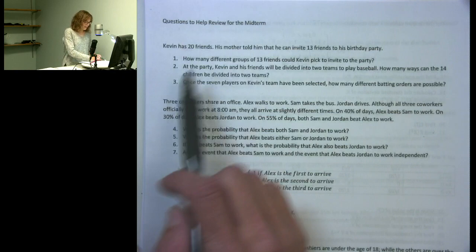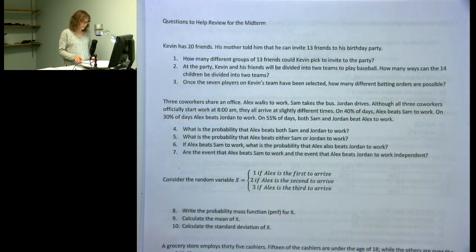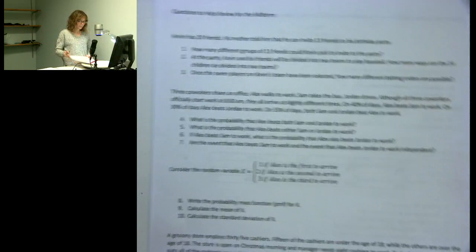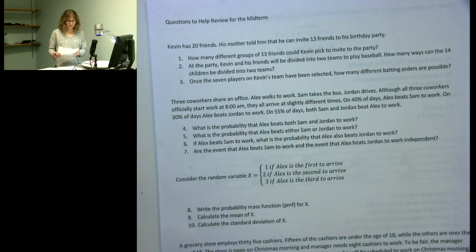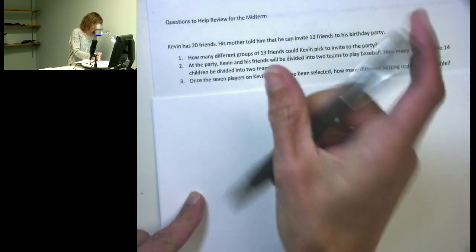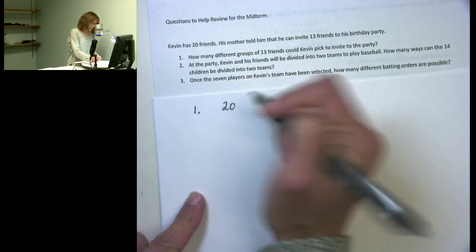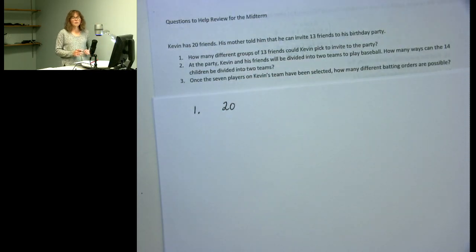Okay, so we're given the scenario. Kevin has 20 friends. His mother told him that he can invite 13 friends to his birthday party. I want to know how many different groups of 13 friends Kevin could pick to invite to the party. Okay. So, for question 1, Kevin has 20 friends. He's going to be able to pick 7 of them to invite.